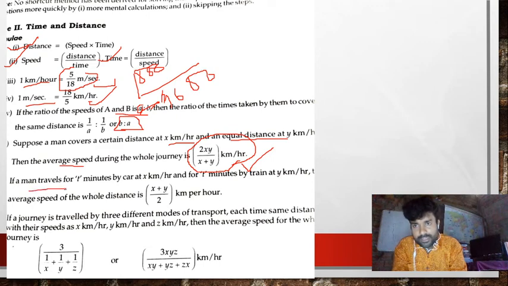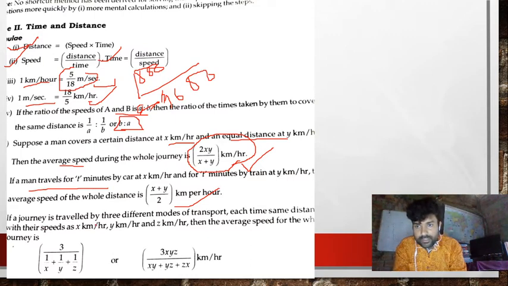A man travels for t minutes at x kilometers per hour, and for t minutes by train at y kilometers per hour. Here the time is equal, and the distance is also equal. So the average speed is (x plus y) by 2.